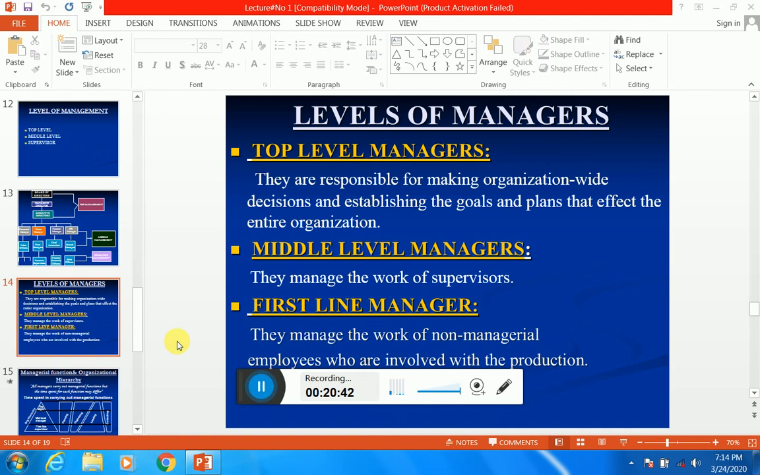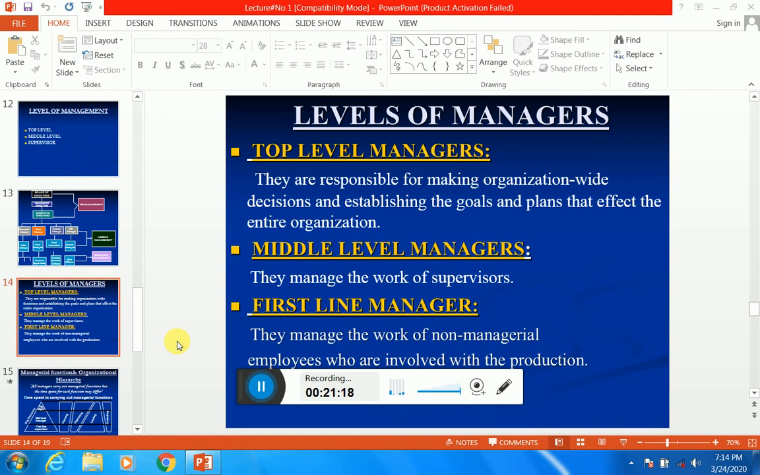Before moving to the next slide, I would like to give you some more information about managers. Whatever we have discussed in this slide, all these were managers level wise. In a real organizational setup, we have area wise managers as well, like marketing managers, financial managers, operation managers, human resource managers, administrative managers, and some other managers as well.